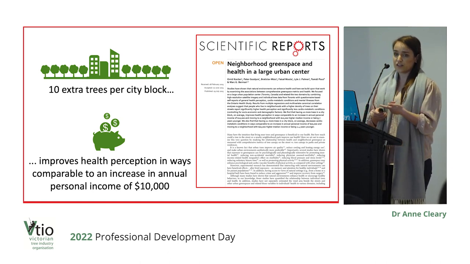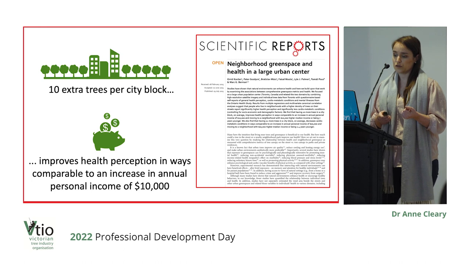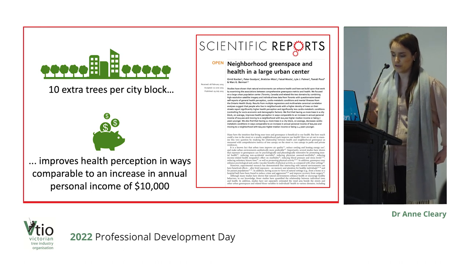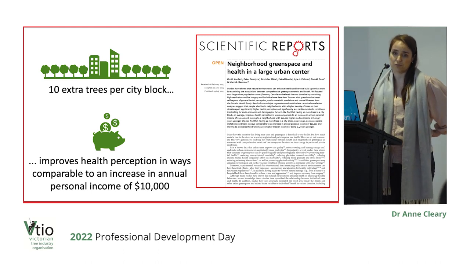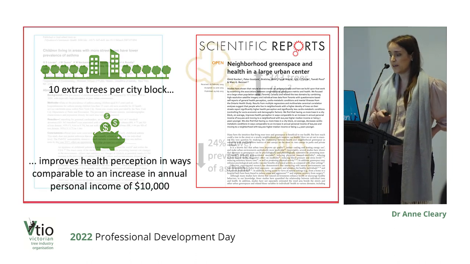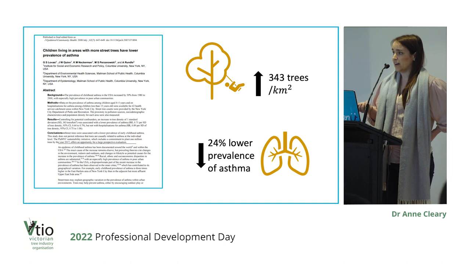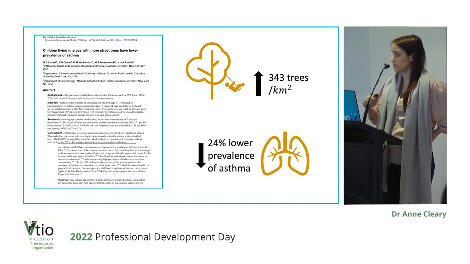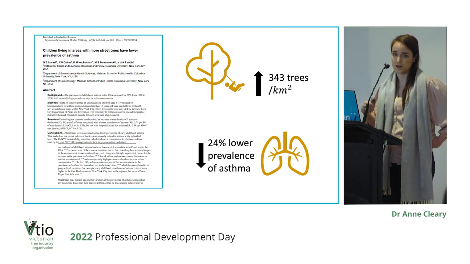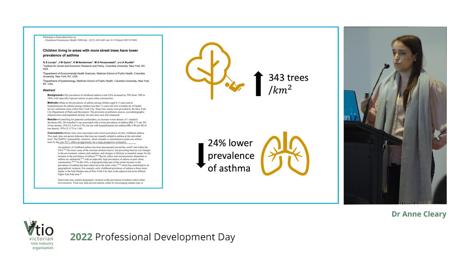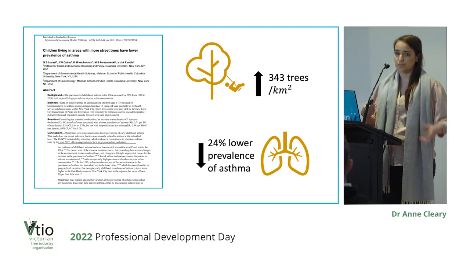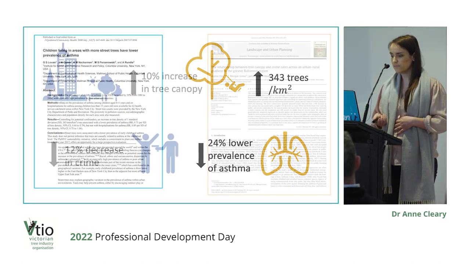So for example, this study from Toronto in Canada showed that 10 extra trees per city block improves health perception in ways that is comparable to a $10,000 uplift in annual salary. This study of asthma rates in the US looking at children showed that 343 extra trees per kilometer squared reduced prevalence of asthma by 24%. So that's true to the role that trees play in improving air quality.